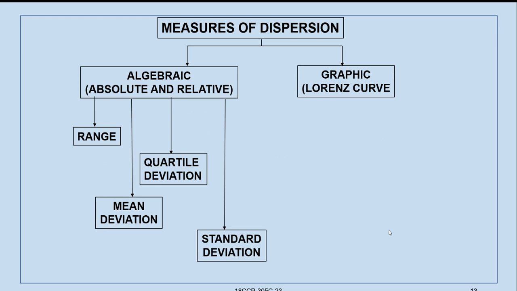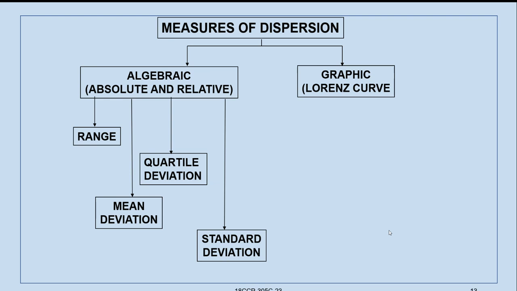Here, measures of dispersion are of two types in numbers. One is algebraic and another one is graphic. Algebraic means solving by some mathematical equation or some mathematical process. And graphic means using graph papers, using pictures, we are trying to show the data by using a graph.